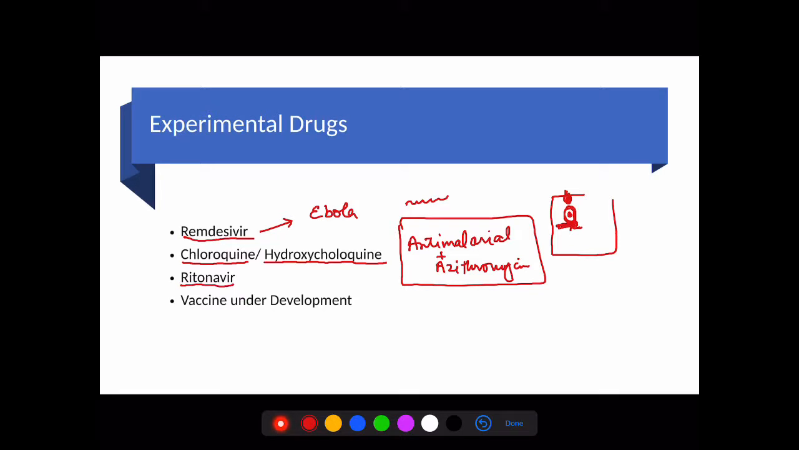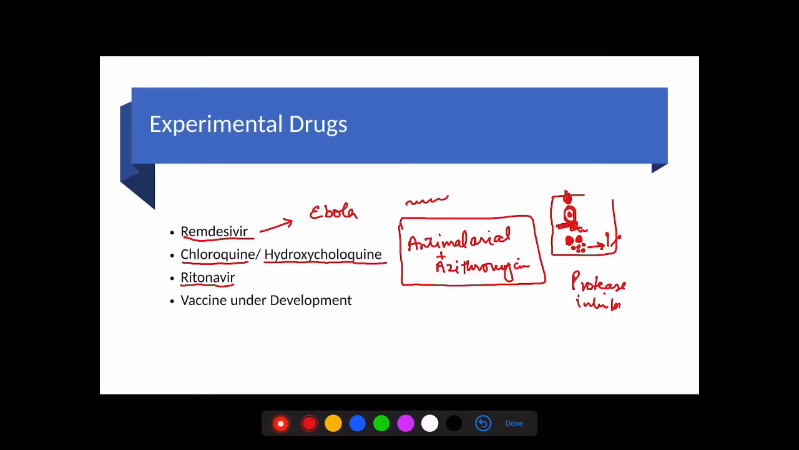Ritonavir is basically a protease inhibitor. So protease inhibitor, as I said earlier, once the messenger RNA is replicated, it enters the ribosome and orders it to make copies of different proteins. These proteins are broken down into different types of viral particles like the surface protein, the nuclear capsid. So there are different types of proteases which actually break down these larger proteins into virus proteins.